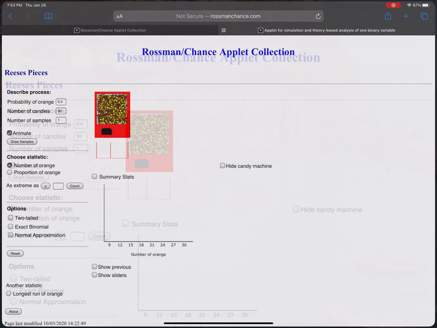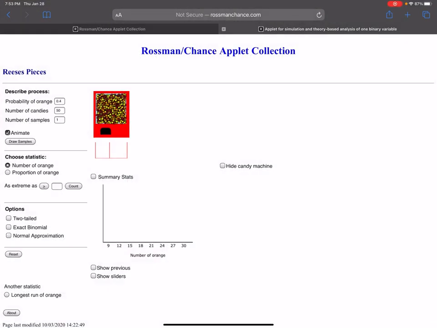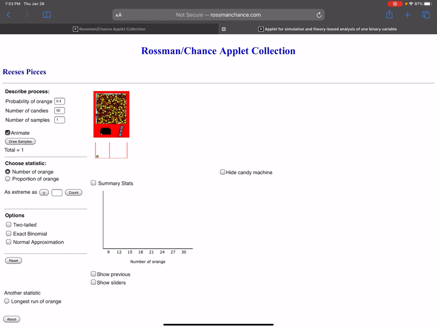If we look at this applet I have here from Rossman Chance, this is the Reese's Pieces applet, and we are told, it's common knowledge from the company, supposedly, that the probability of orange candies is 0.4. So I have that listed up here in this upper left-hand corner. Let's say I'm going to take a sample of 50 candies. If I do that one time, it's going to sample 50 candies for me, count them, and show me how many of them are orange. In this case, 20. And then down here in the graph, it has plotted that value.